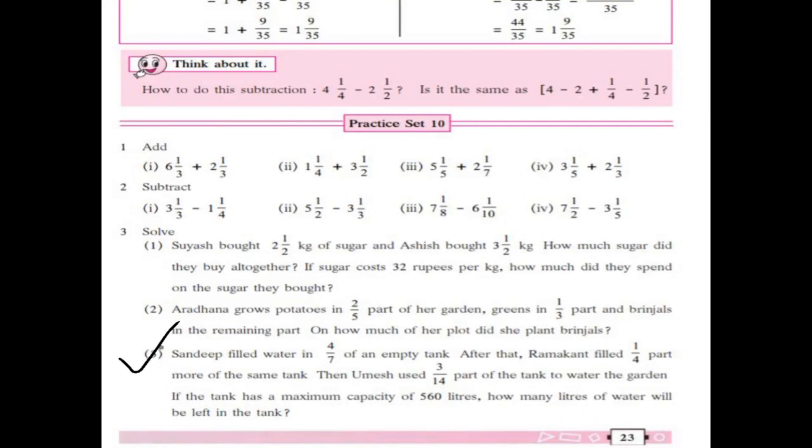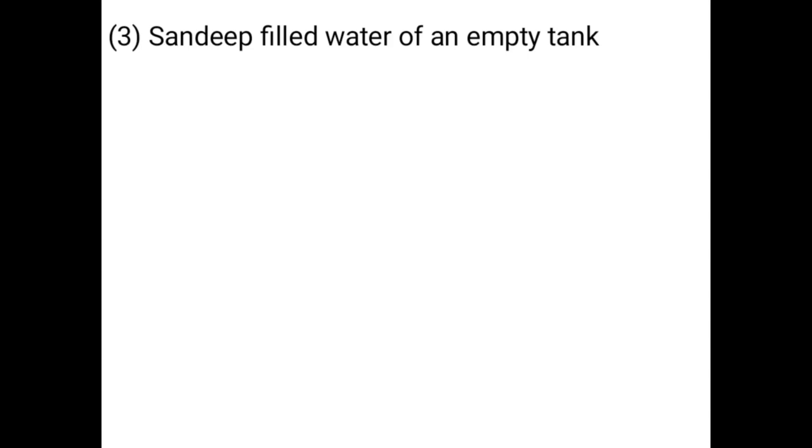Sandeep filled water in 4 upon 7 of an empty tank. After that Ramakant filled 1 upon 4 part more of the same tank. Then Umesh used 3 upon 14 part of the tank to water the garden. If the tank has a maximum capacity of 560 liters, how many liters of water will be left in the tank? First statement you have to write is Sandeep filled water of an empty tank is given 4 upon 7.